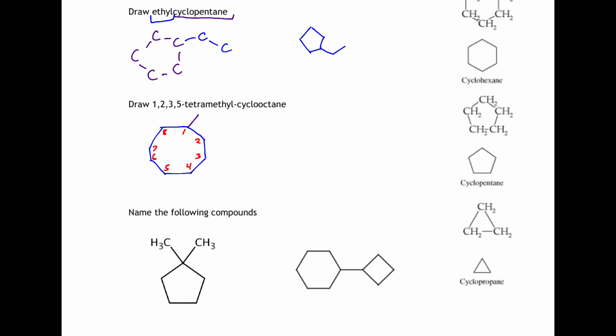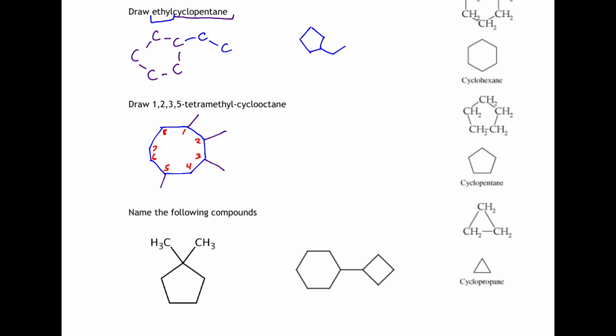So where does the next methyl group get attached? On number 2. Another methyl group. Where's the next one? On 3. Where's the last one? 5. So I skipped 4. 4 didn't get one. This is the way it works: 3 of them together, skip, and then the next one. That's how we number it.